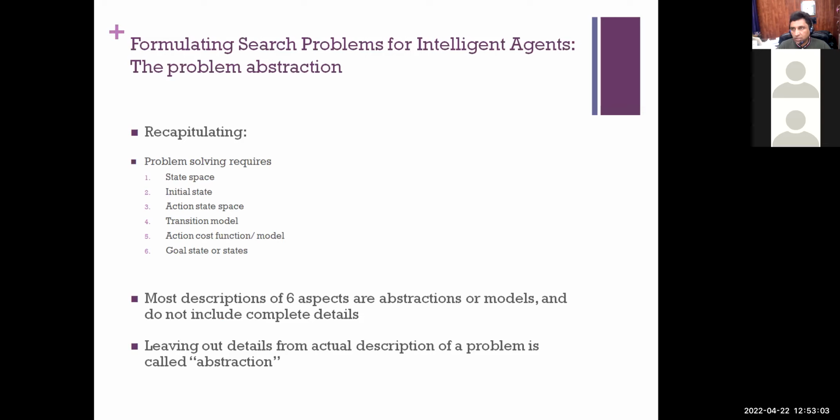Transition model. That is, if you turn right, what happens? Where do you reach? This is your transition model. Action cost, I already described. Goal state.